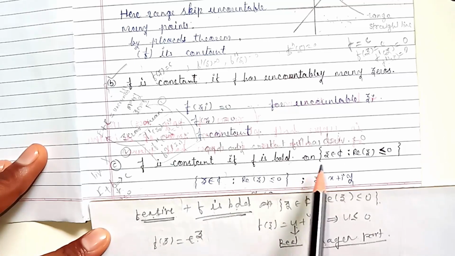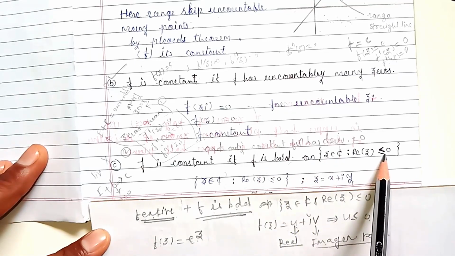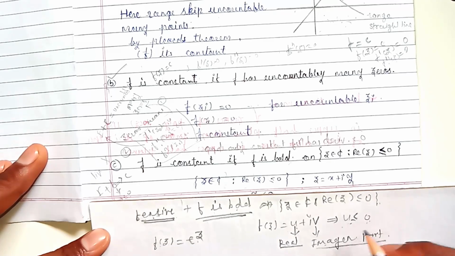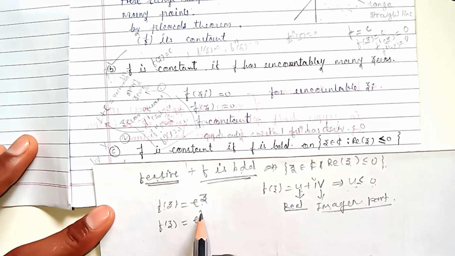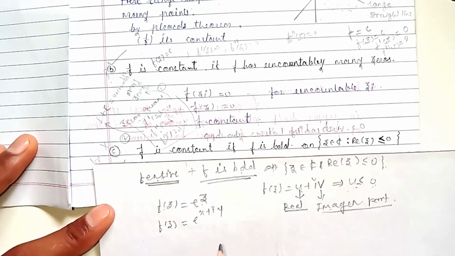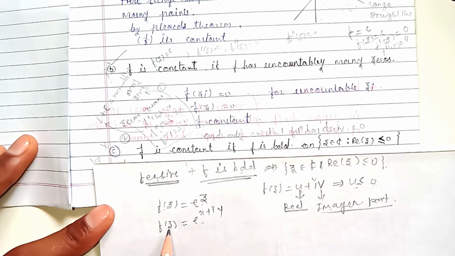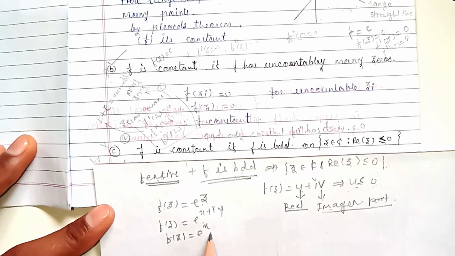If we have the second condition, f is bounded on this set, that means the real part of z, u, is 0 or smaller than 0. So I have f of z equal to e raised to z, and we know that z can be written as x plus iy, or u plus iv. So f of z is written as e raised to x plus iy, that means e raised to x into e raised to iy. The base is the same, so we can add their powers.